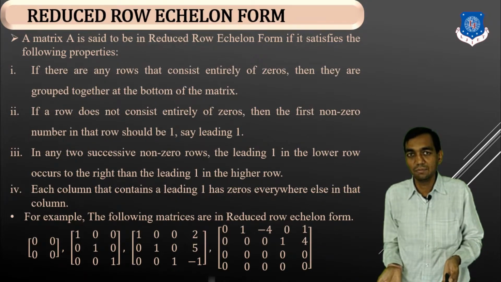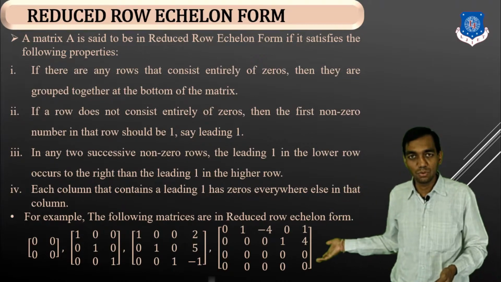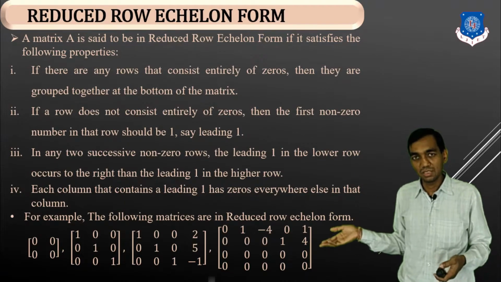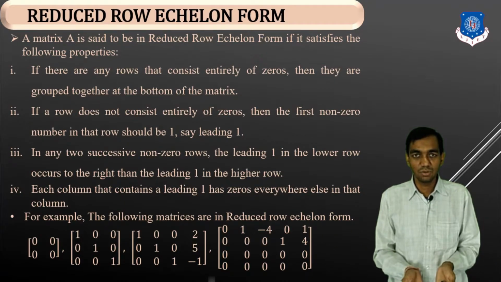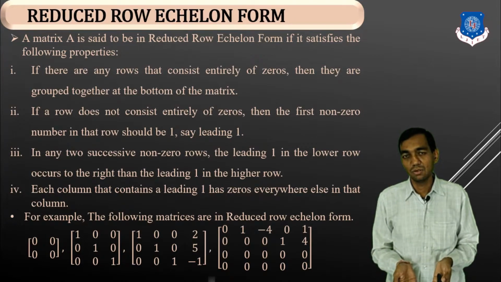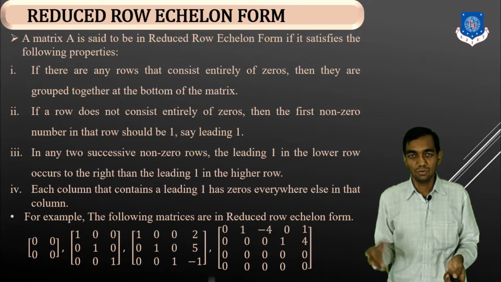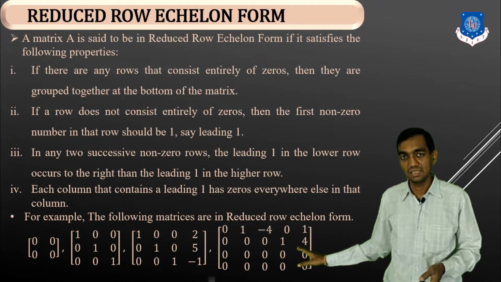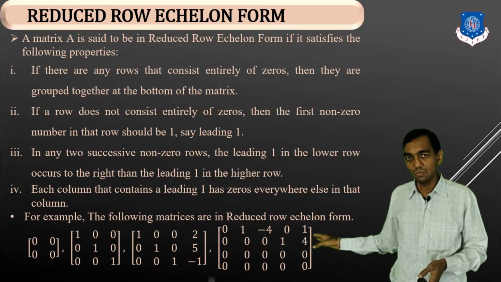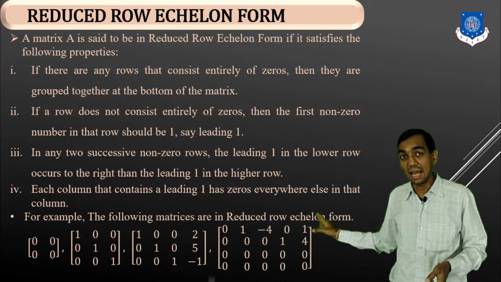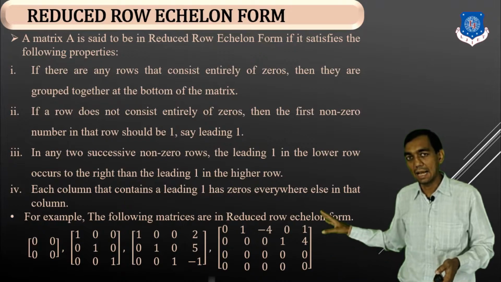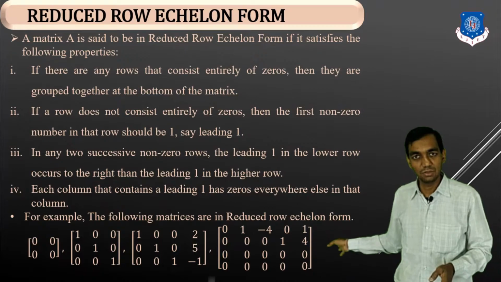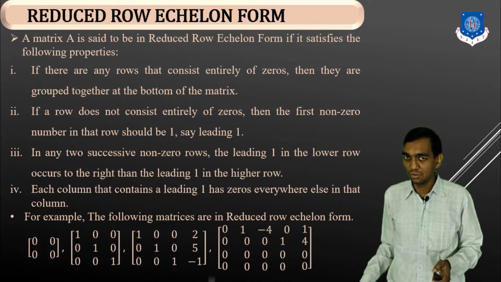Second condition: if a non-zero element is there, the first element must be 1. Here there is no leading one. Third condition: the leading one in the lower row is further to the right than the leading one above. That is also satisfied. The fourth condition is automatically satisfied because there is no leading one. So this zero matrix is in reduced row echelon form. Shortly, we will say RRE form, and row echelon is RE form. Please remember it.